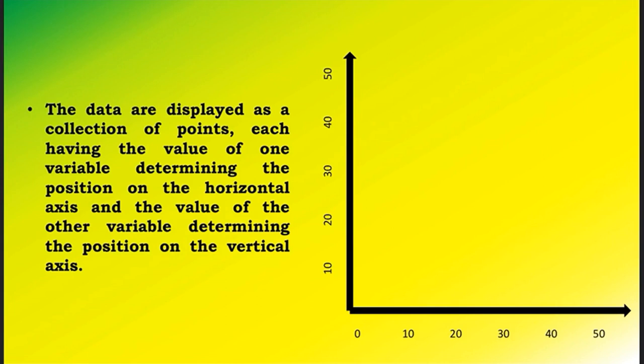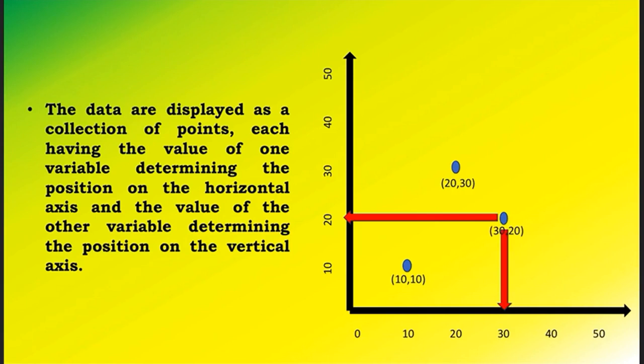Here we have taken two axes with some points. Let us look at a simple scatter plot. Here the first point has coordinate 10, 10. The first 10 is the value of the x coordinate, and the second 10 is the value of the y coordinate. Let us look at the second point. It has coordinate 20, 30. The 20 is the value on the x axis and the 30 is the value on the y axis. Similarly for 30, 20, 40, 50 and 50, 20.